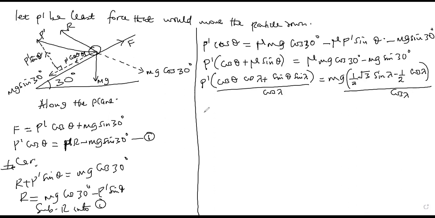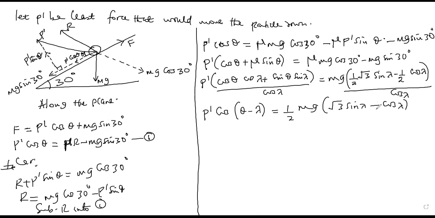Well, so this is going to be equal to P prime cos plus sine, that is cos theta minus lambda, is equal to, if you factorize out a half here, the cos will go, cos lambda and cos lambda. So we shall have a half mg, here we've left with the root 3 sine lambda minus cos lambda.